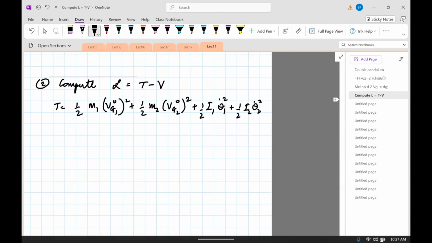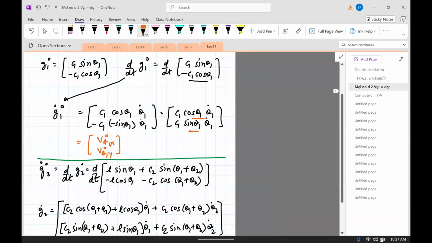Okay, so what's Vg1 square? It's going to be Vg1x square plus Vg1y square. And what's VG1? It's going to be this term, C1 cosine theta 1 theta 1 dot for VG1x and C1 sine theta 1 theta 1 dot.